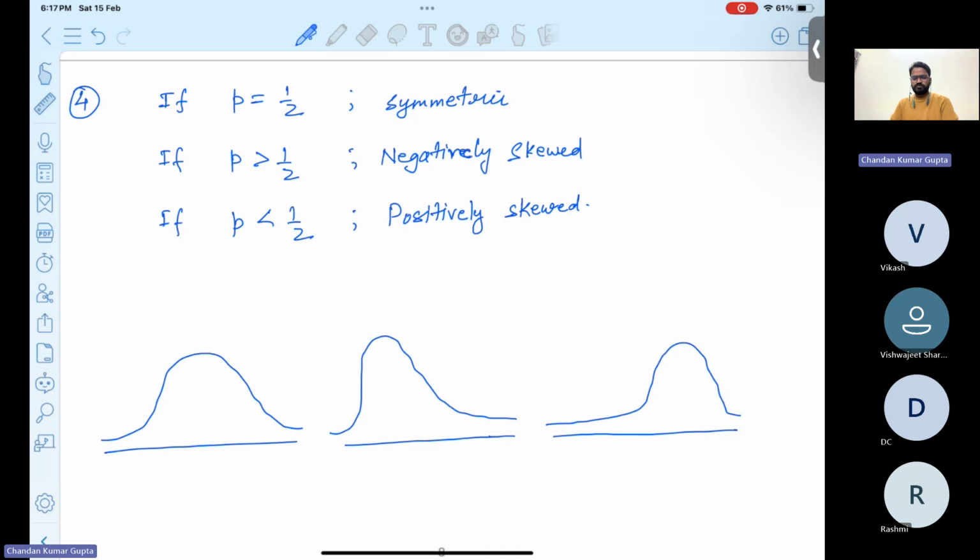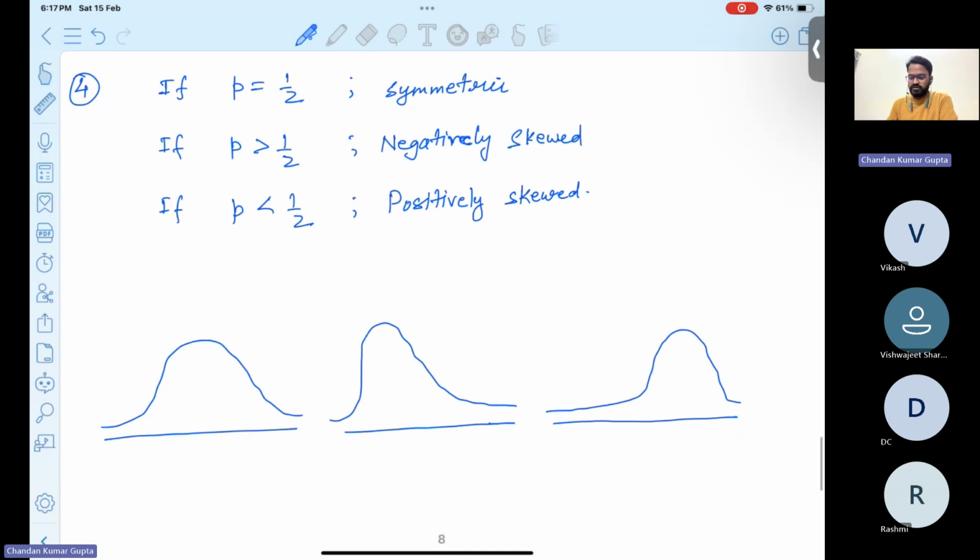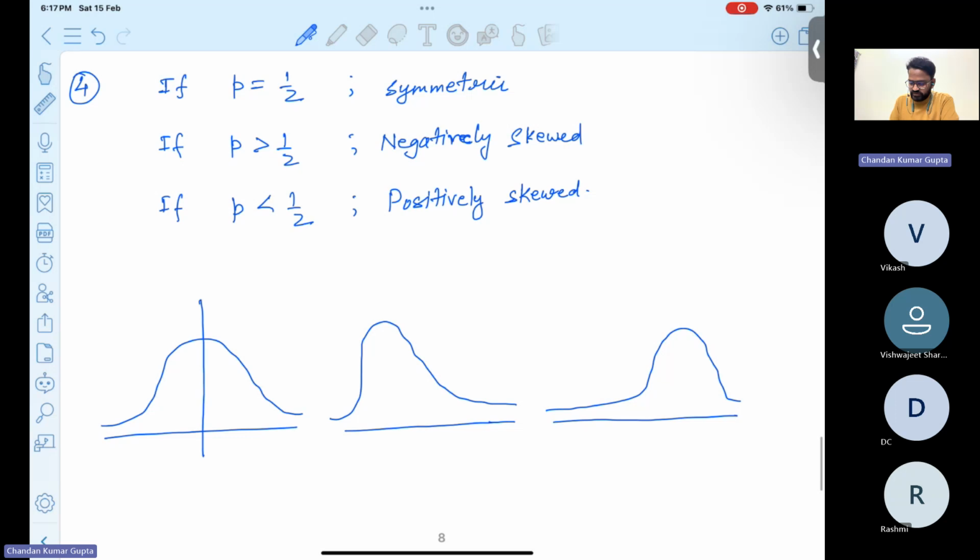Okay, just suppose we have three PDFs. These are the probability density functions. I can draw them for continuous distributions, just to give the concept. Suppose we have a point here like this, which has a line of symmetry. So this type of distribution, this type of curve, is called symmetric.